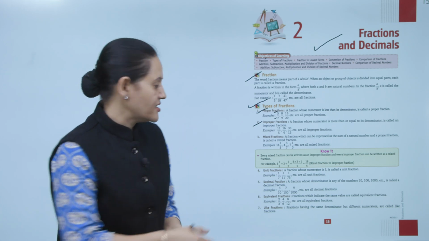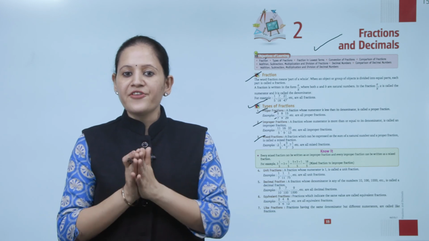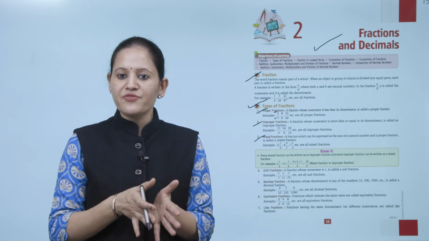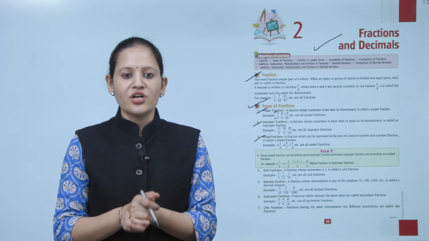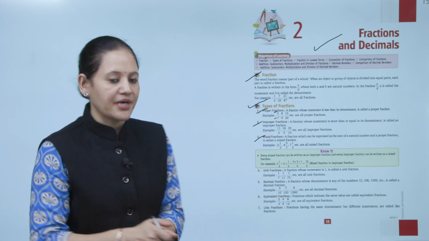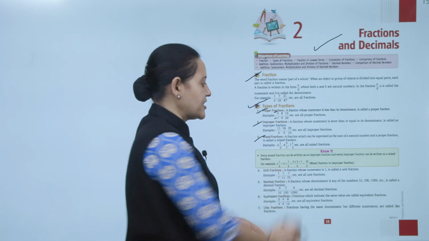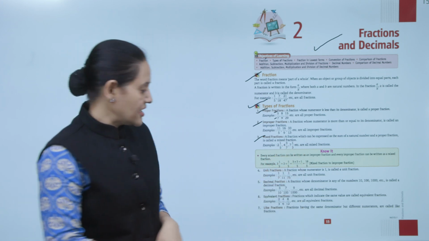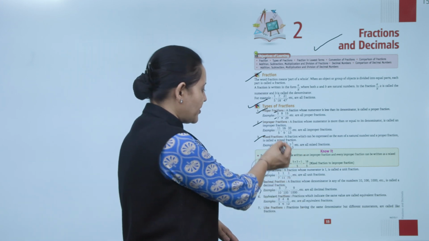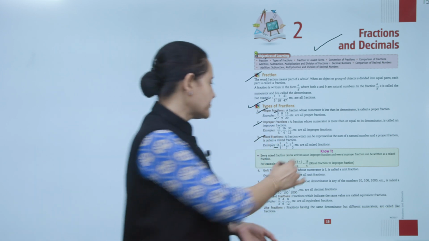Next is mixed fraction. A fraction which can be expressed as the sum of a natural number and a proper fraction is called a mixed fraction. It has two parts, a whole part and a proper fraction part. For example, 2 1 by 5, 4 3 by 7, 7 1 by 3. All these are mixed fractions. It has a whole part, like here 2, and 1 by 5, the proper fraction part. Clear?